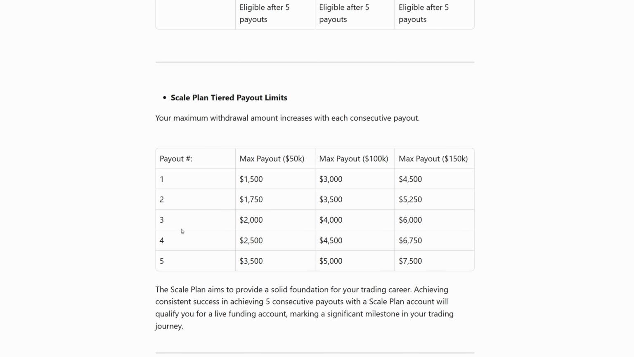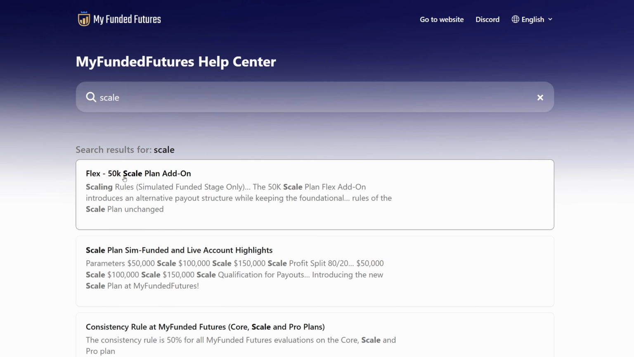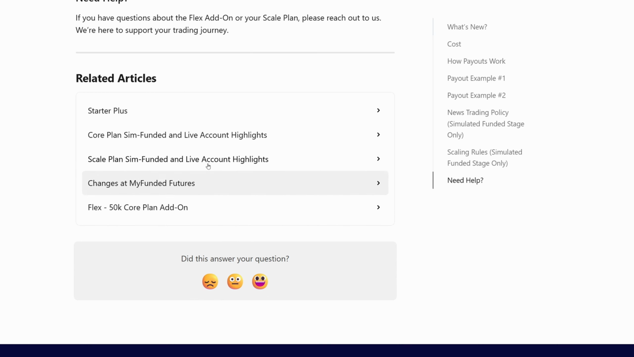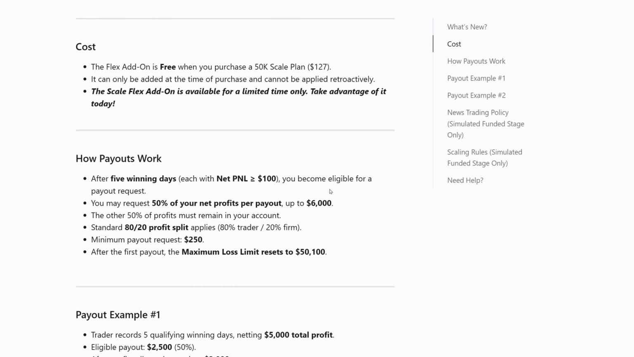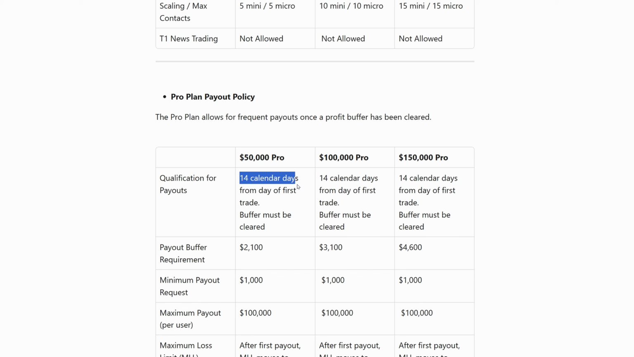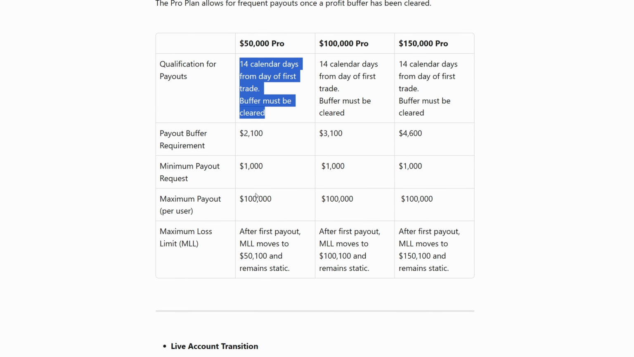Then as we come over and look at the Scale plan, as the plan suggests, you can scale the payouts. So each payout that you're able to achieve, you're able to request a maximum of more on each individual payout, with the 5th payout being as much as $3,500. However, with the Flex add-on for that same Scale plan, you're able to request up to $6,000, but we're not going to be talking about that account today. And in the Pro account, you're able to request a payout every 14 days with a maximum payout of $100,000.